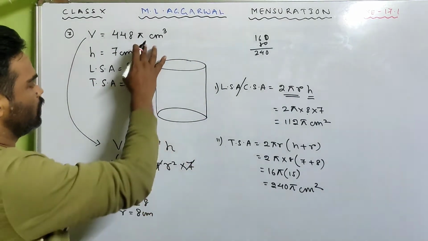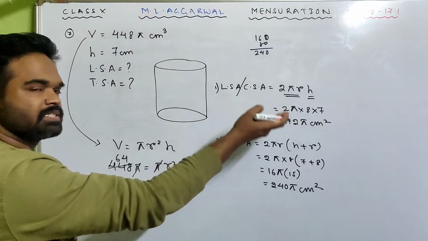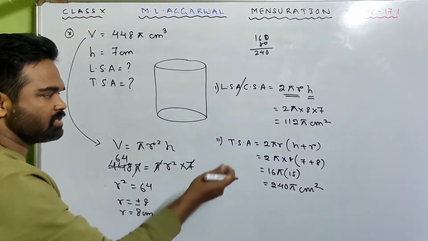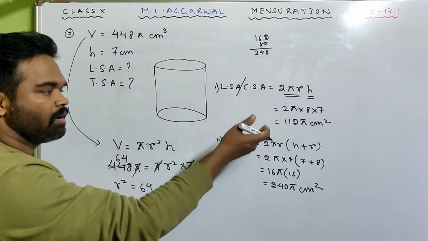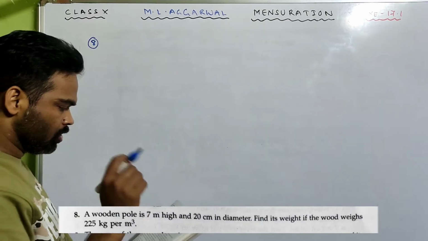That's pretty easy. From volume we got the radius because the height was given. Then LSA or CSA is the same thing, 2 pi r h in this case, and total surface area is 2 pi r h plus r. Chalo, we look at number 8 now.